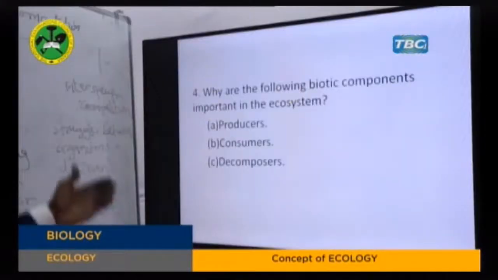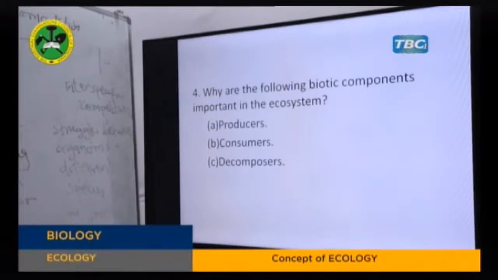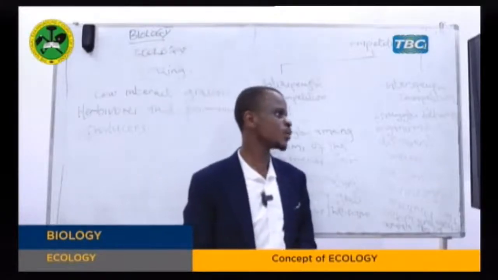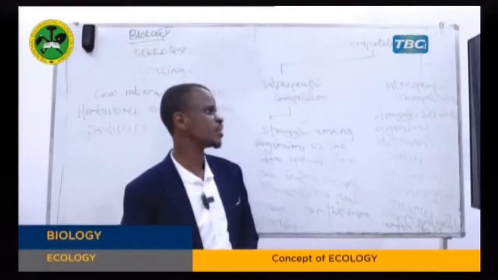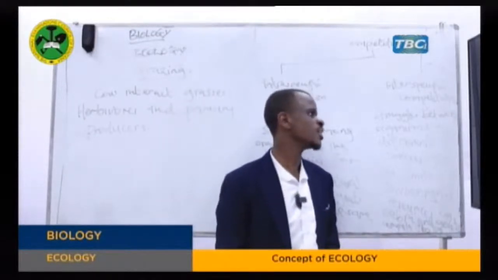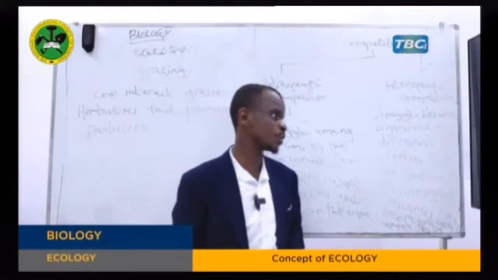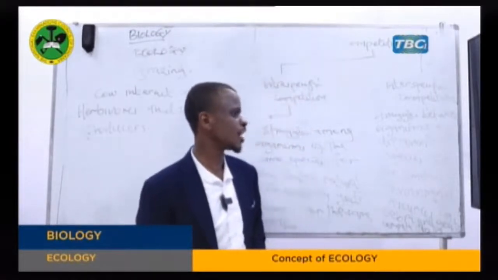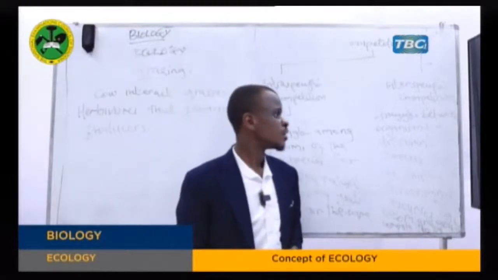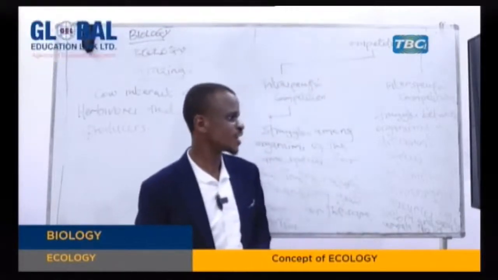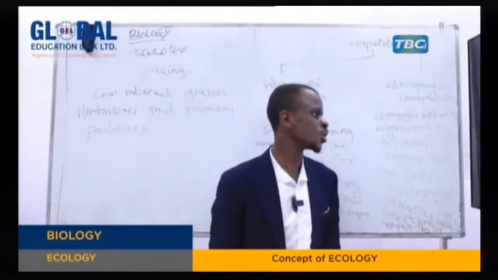Now, we can switch to question number 4, which you can do. Why are the following biotic components important in the ecosystem? A, producers. B, consumers. C, decomposers. If I fold properly my presentation here, you know the importance of producers. One is to balance the amount of oxygen and carbon dioxide in the atmosphere. Therefore, they reduce the amount of carbon dioxide, hence decelerate the rate of global warming. Number 2, they produce food required by other organisms. Number 3, they help in converting light energy to chemical energy.